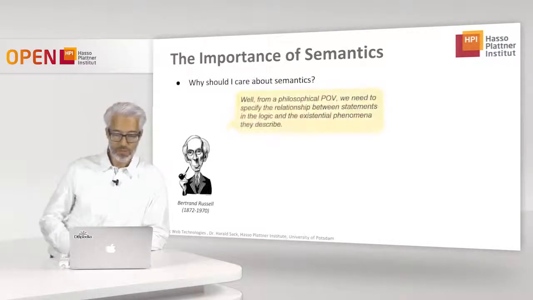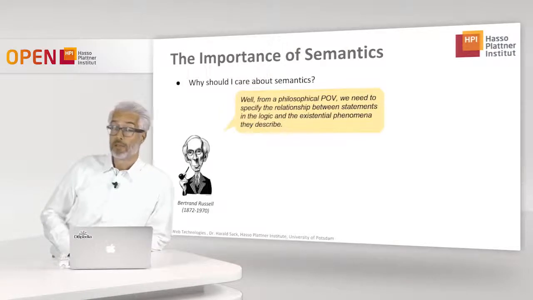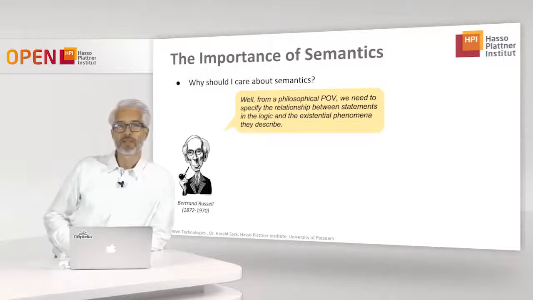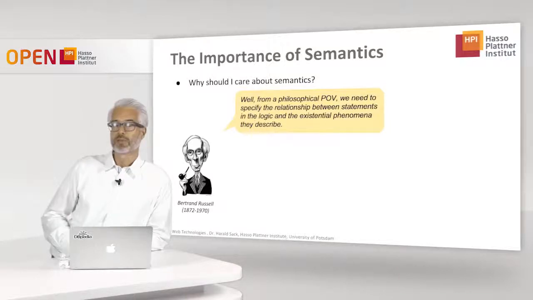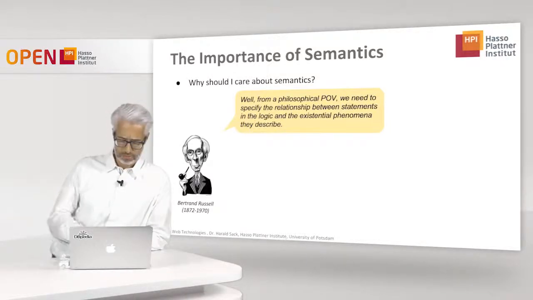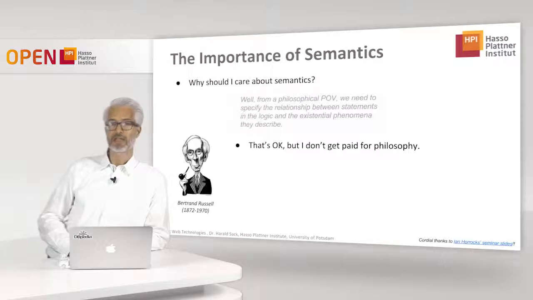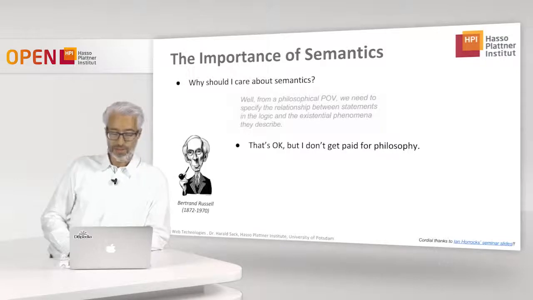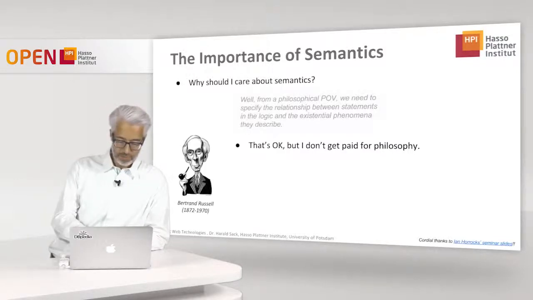Why we should care about semantics. So he would say, for example, from a philosophical point of view, we need to specify the relationship between statements in the logic and the existential phenomena they describe. Sure, yeah. But you would say, for example, that's okay, but I don't get paid for philosophy. Yeah, but Mr. Russell also has an answer for the practical persons amongst us.